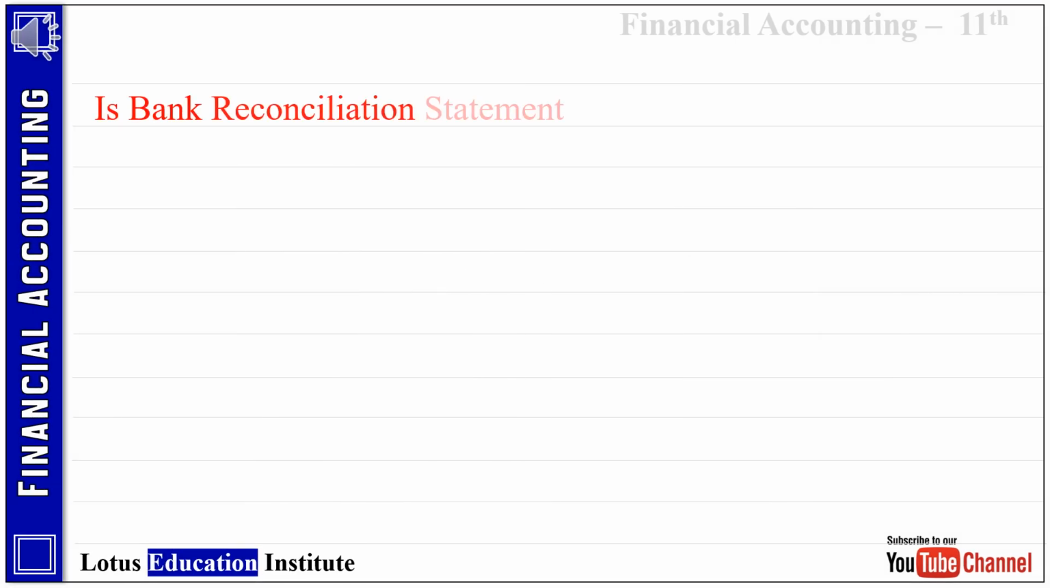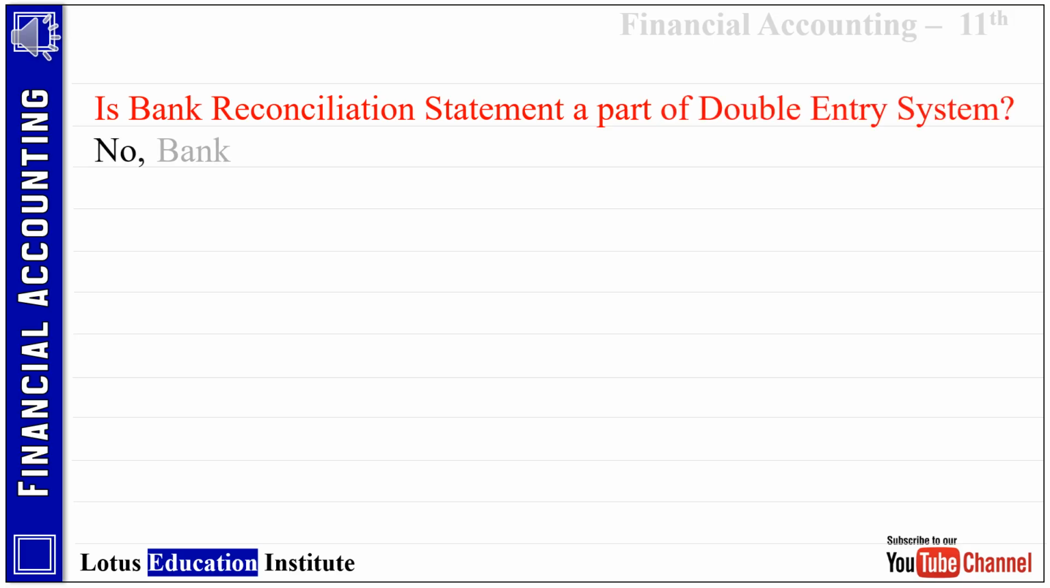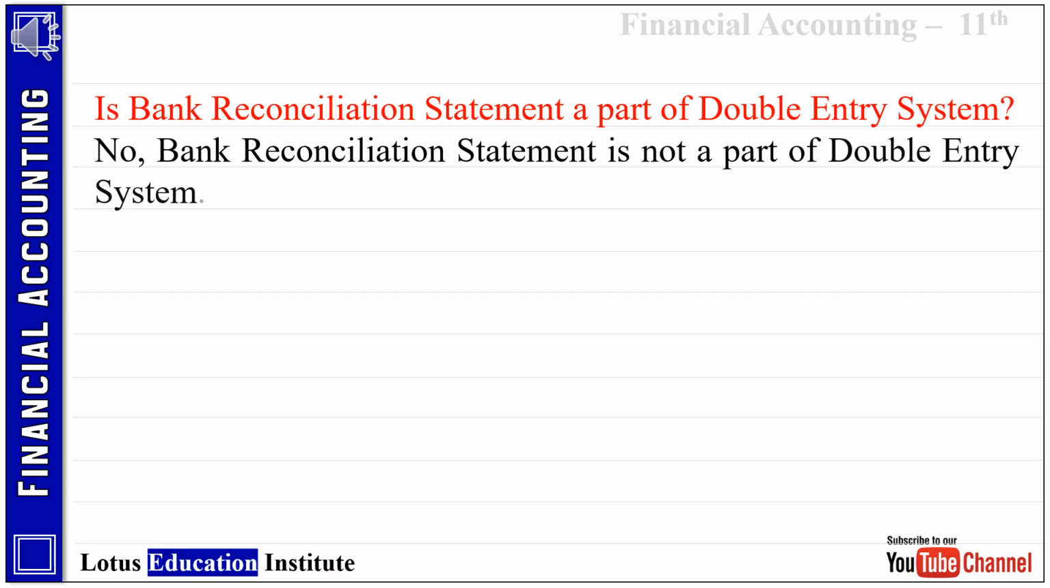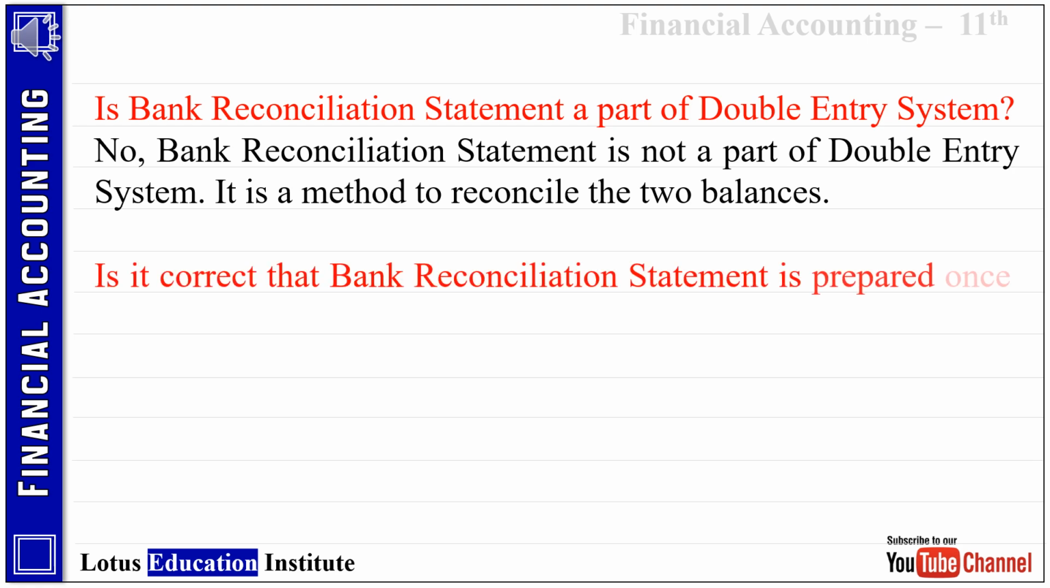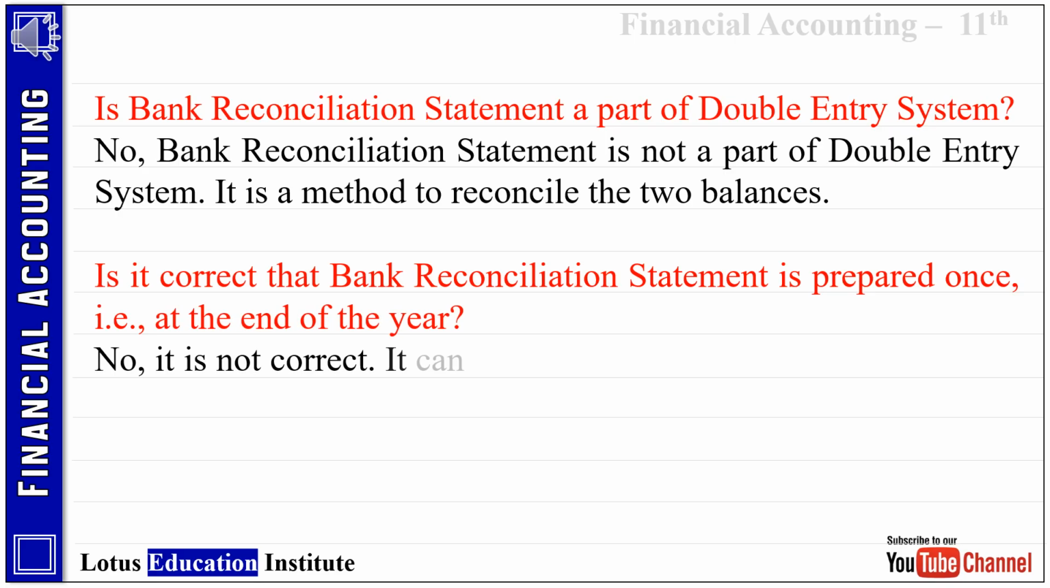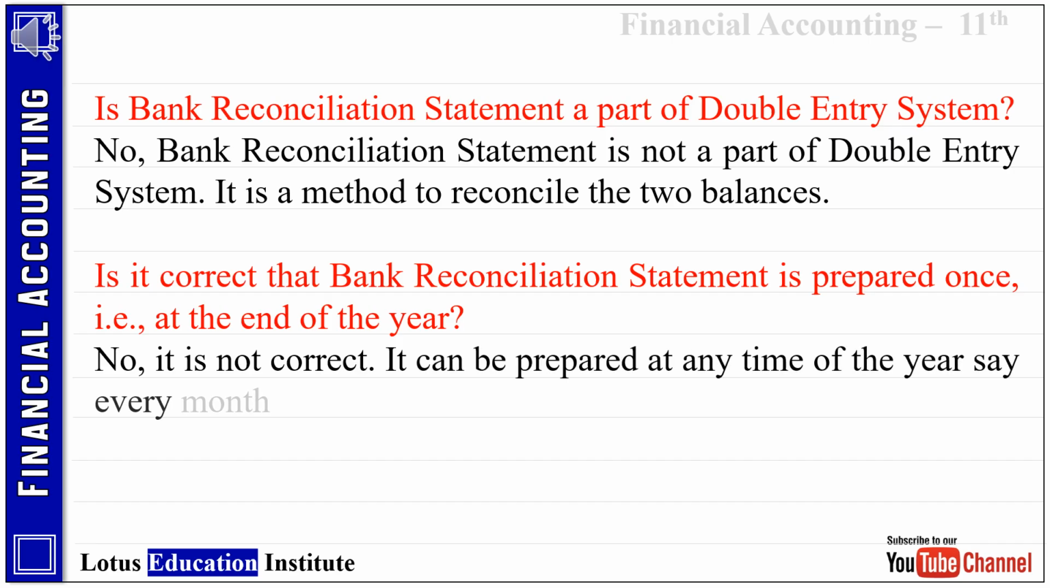Is bank reconciliation statement a part of double entry system? No, bank reconciliation statement is not a part of double entry system. It is a method to reconcile the two balances. Is it correct that bank reconciliation statement is prepared once, i.e., at the end of the year? No, it is not correct. It can be prepared at any time of the year, say every month or every quarter or half yearly or yearly.